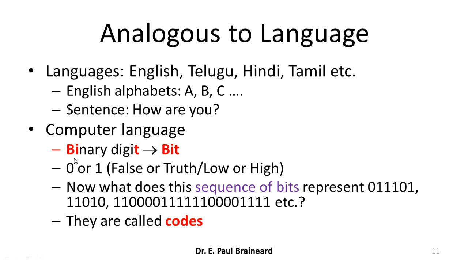Now, can you tell me what the sequence of bits represents, or how do you read that? It has so many zeros and ones. If I ask you that question, it looks a little perplexing. Even I cannot answer this at the moment, right? But one thing is, this sequence of bits is called a code.